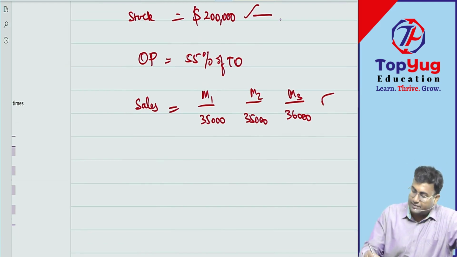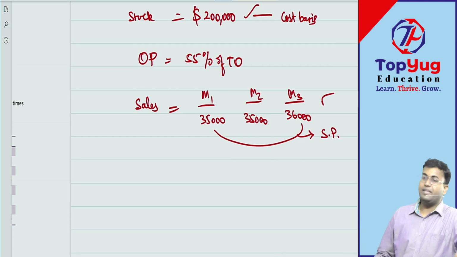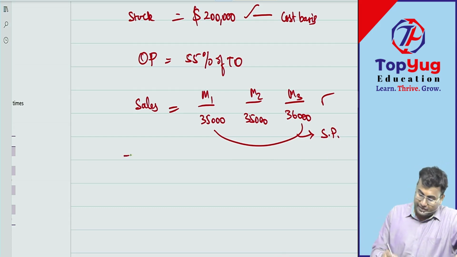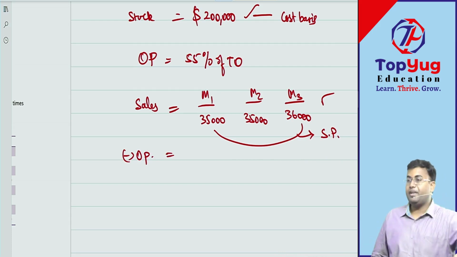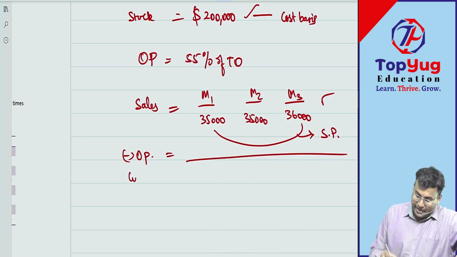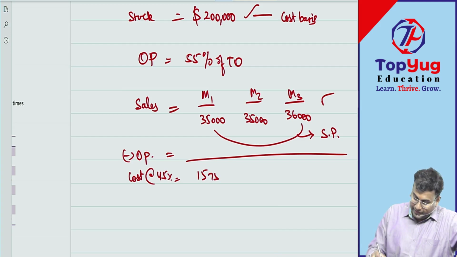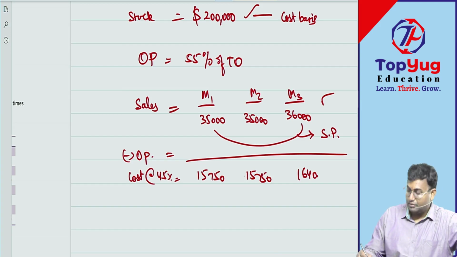I believe this will be on the cost basis. Yes. And she already mentioned this is all selling price basis. First you have to reduce this selling price to cost basis. So what would be the cost? Revenue minus the operating profit, you will get the cost. So operating profit is how much? 55%. So please do it. Yes, directly I will have cost as 45%. Tell me the numbers please. 15,750, 15,750, 16,200.